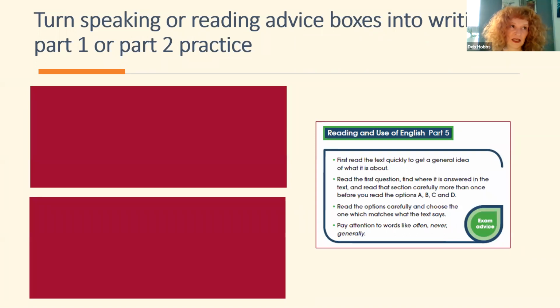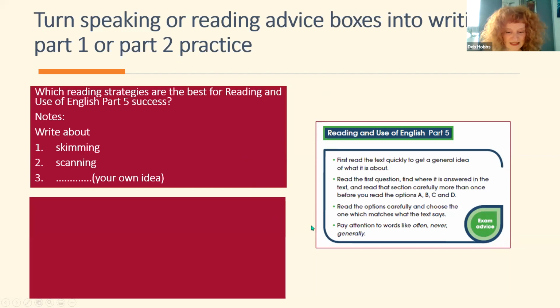And so a way in which I think that you can make this an active learning opportunity is to turn the speaking or reading advice boxes, tip boxes, into a writing part 1 or part 2 practice. So here you go. You can see here's my part 1. So this is an essay practice, essay question. Which reading strategies are the best for reading and use of English part 5 success? Write about skimming, scanning, your own idea.